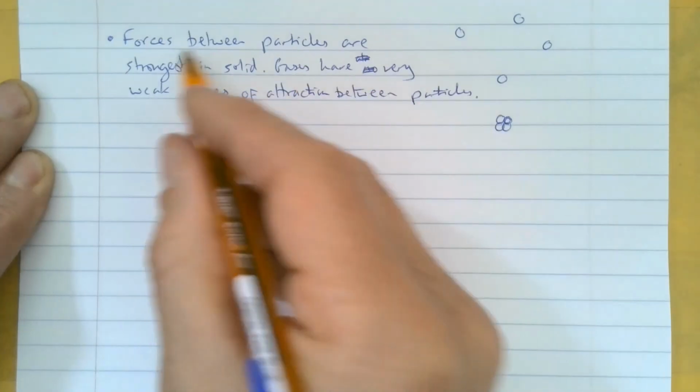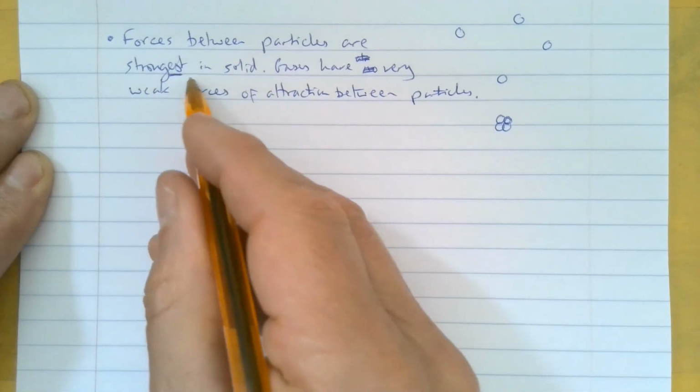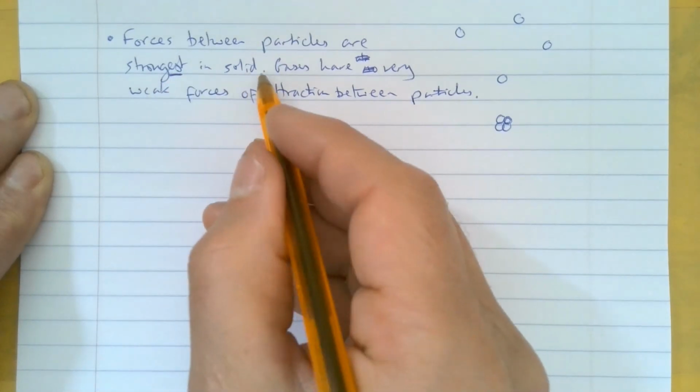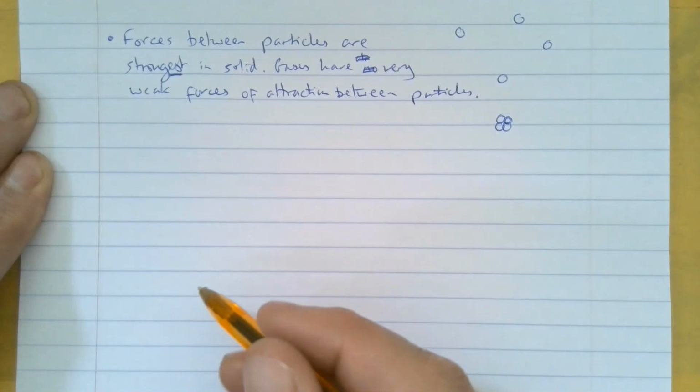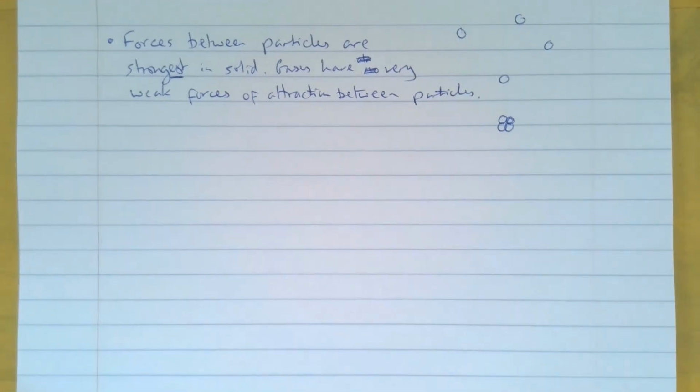So forces between particles are strongest in a solid. The fact that I wrote strongest there, that sentence on its own at the beginning would be enough to get the marks for that. That's another comparison you could make between the particle model for solids, liquids and gases. Okay, I hope that's useful.